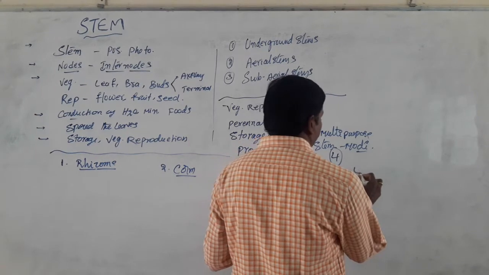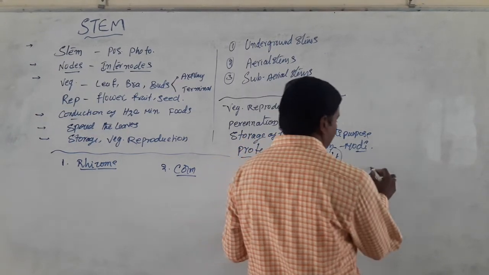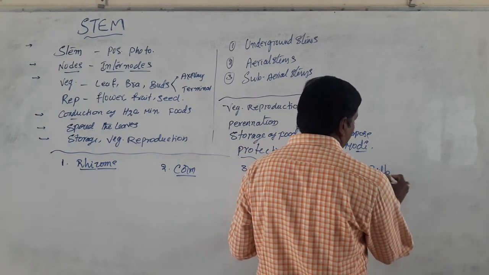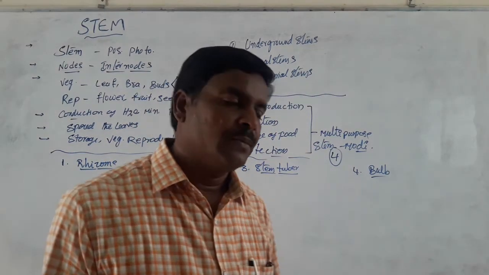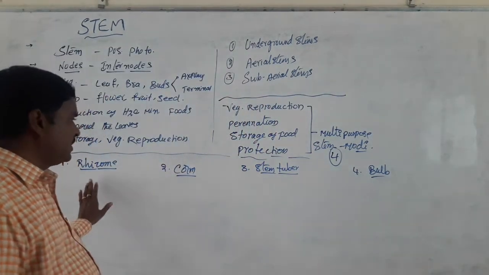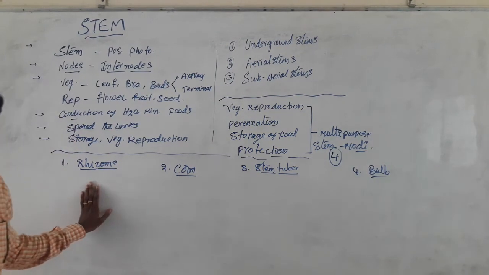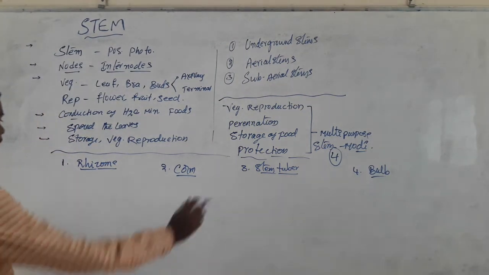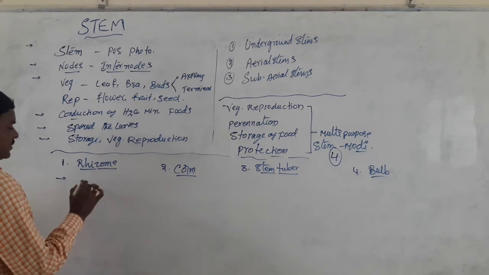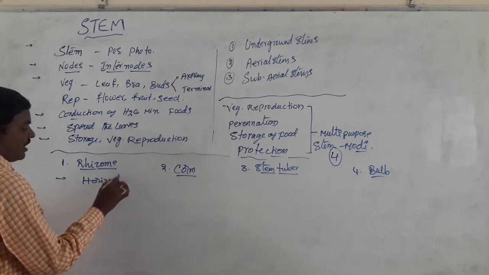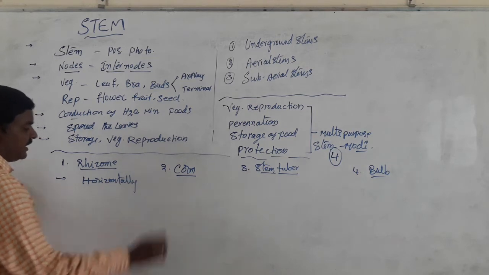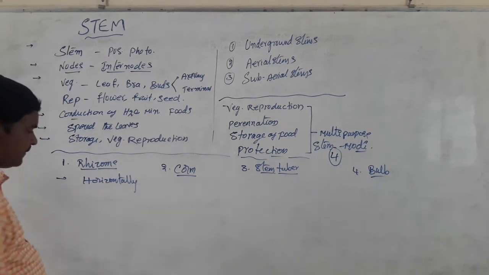And the fourth modification is bulb. In this way, there are a total of four types of underground stem modifications. Now, coming to them one by one, with definitions, specialties and examples. Underground stem modification that grows horizontally. This is one of the horizontally growing underground stem modifications.